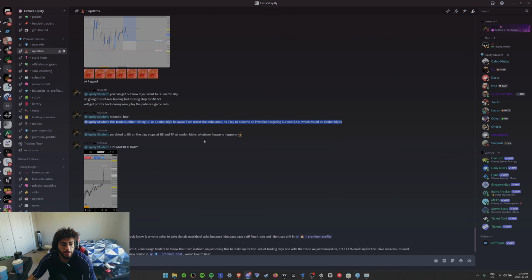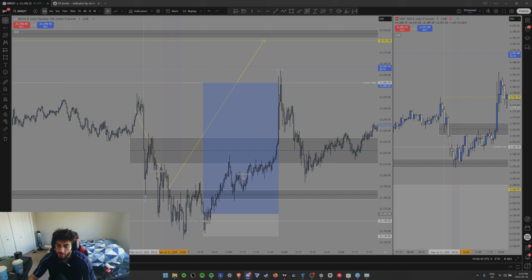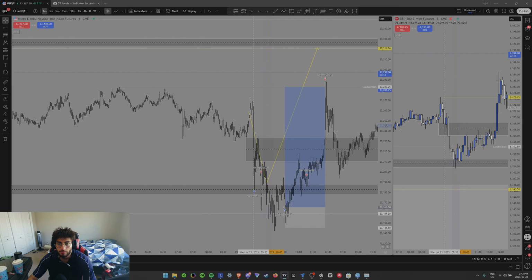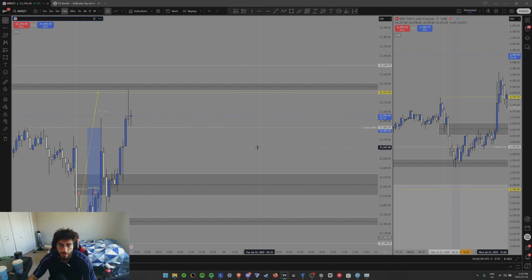Right here. We said this trade is either hitting break even or London high because we retested likely to become an inversion, draw on liquidity, and that's exactly what happened. So let's get into the nitty-gritty of this trade actually.